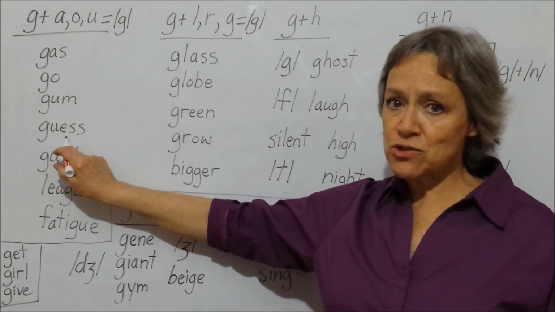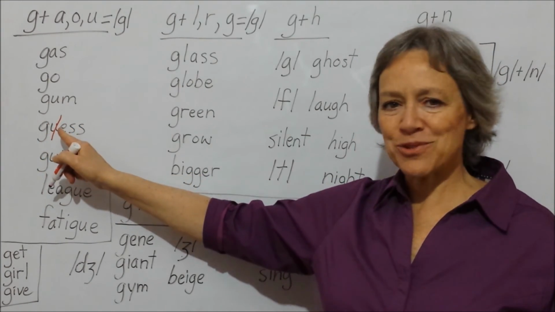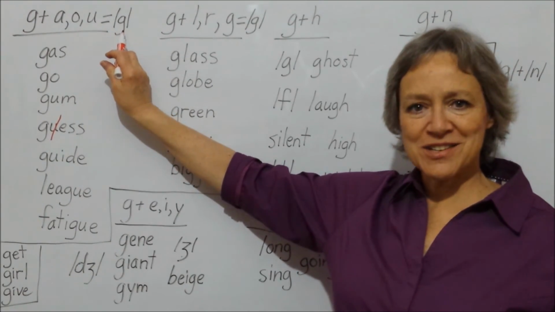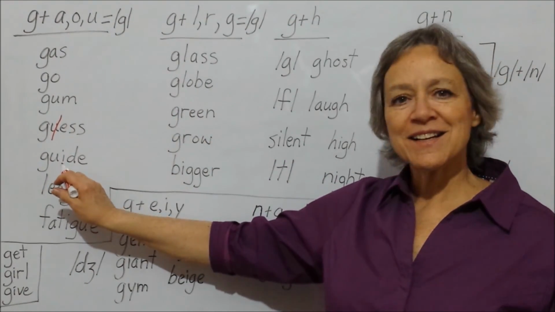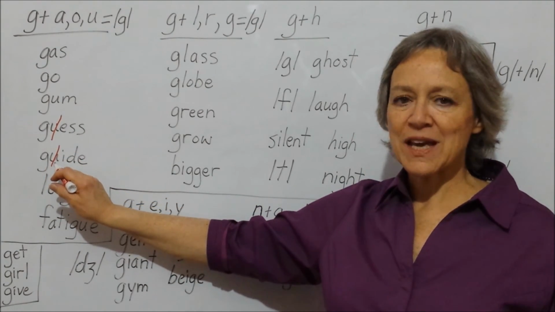Okay? Please remember that I said when GU at the beginning of a word is followed by another vowel, the U is usually silent. So this is guess, we don't hear the U. But the G does make a G sound. This is guide, we don't hear the U.